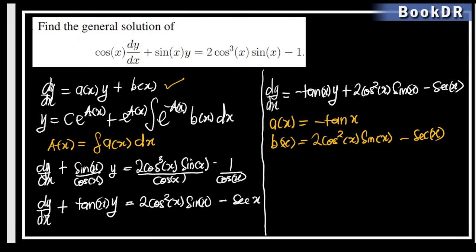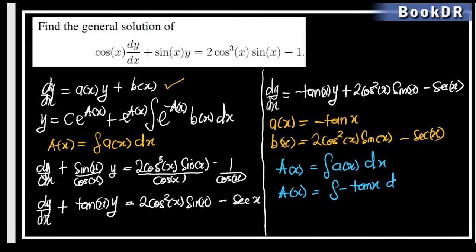Let's determine our capital A(x). Our capital A(x) is equal to the integral of the small a(x) dx. So this will be the integral of −tan x dx. The integration of tan x is −ln cos x. So this will yield positive ln cos x.